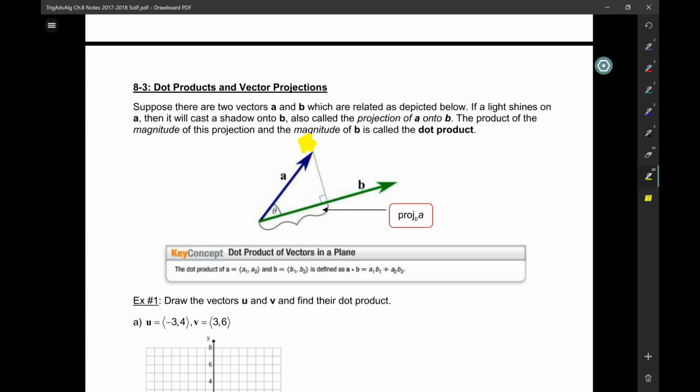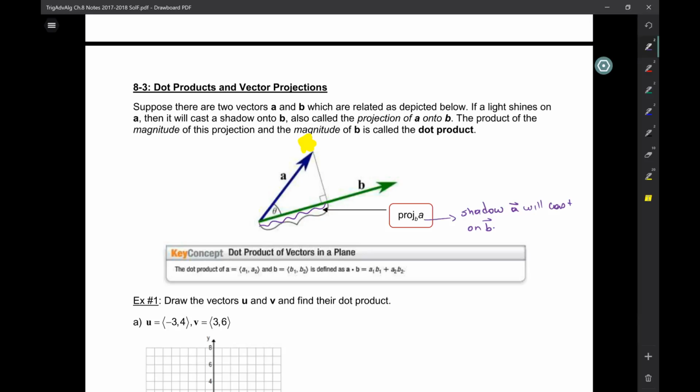There is going to be a shadow of this blue vector on the green. If you hold a light on it, the blue vector is going to cast a shadow onto the green. That shadow, in math, we don't call it a shadow, we call it a projection. But basically, the projection is the shadow that A will cast on B, okay? And the length of the shadow will be that much, and that's what the projection is.